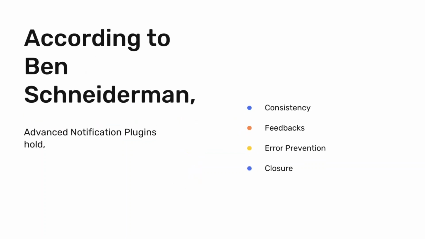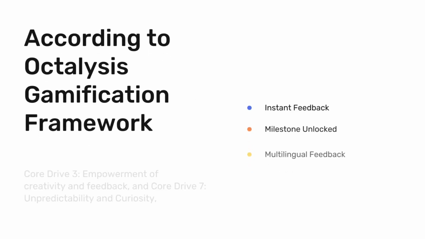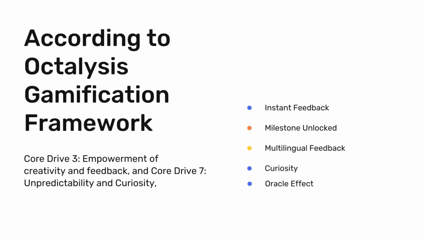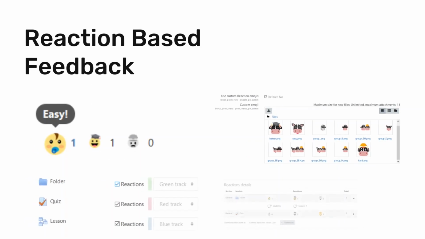According to Ben Shneiderman, we have mapped different elements implemented by the plugin. The first one is consistency, the second one is feedback, the third one is error prevention, and the fourth one is closure. According to the Octalysis gamification framework, the plugin incorporates Core Drive 3, empowerment of creativity and feedback, and Core Drive 7, unpredictability and curiosity, in the system. The elements that these core drives touch on are instant feedback, milestone unlock, multilingual feedback, curiosity, and oracle effect.